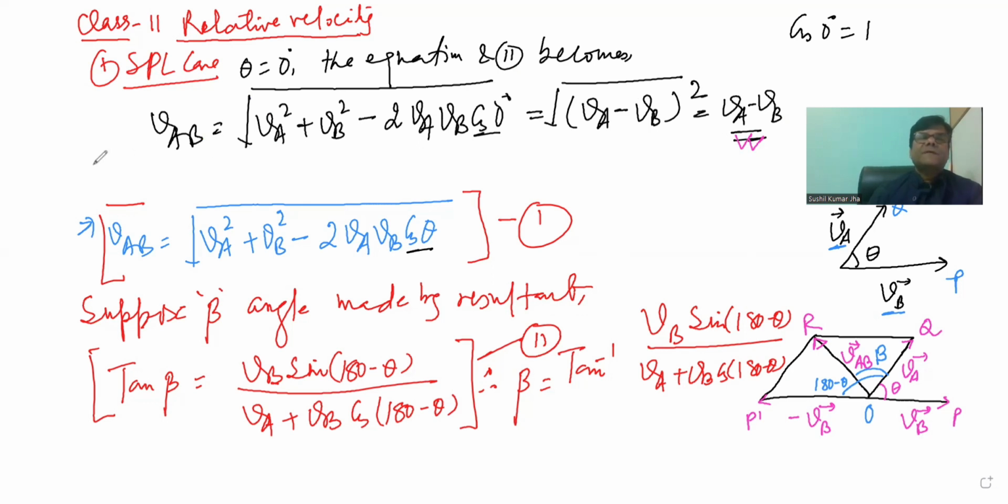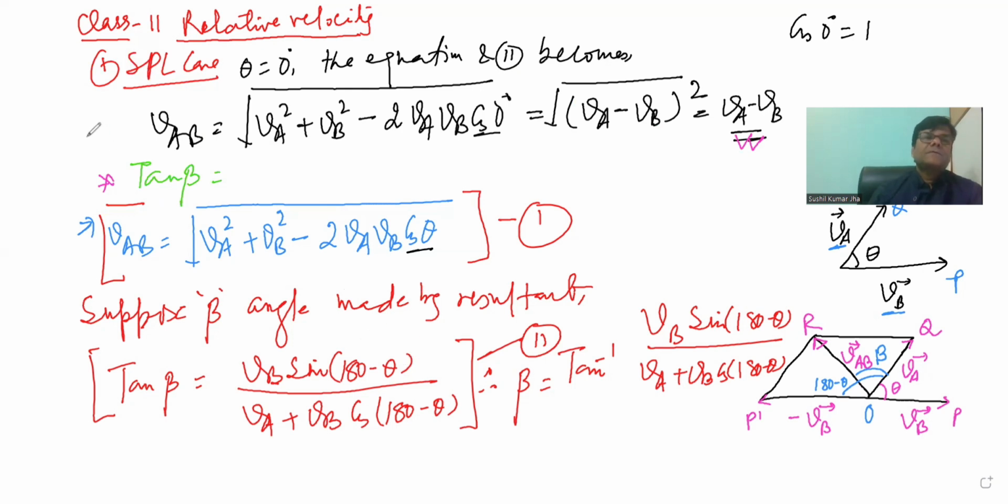Similarly, if we apply this value over here in second equation, then what could be this tan beta? Tan beta will be VB sine 180 minus theta. So accordingly, by putting, we can find the values.